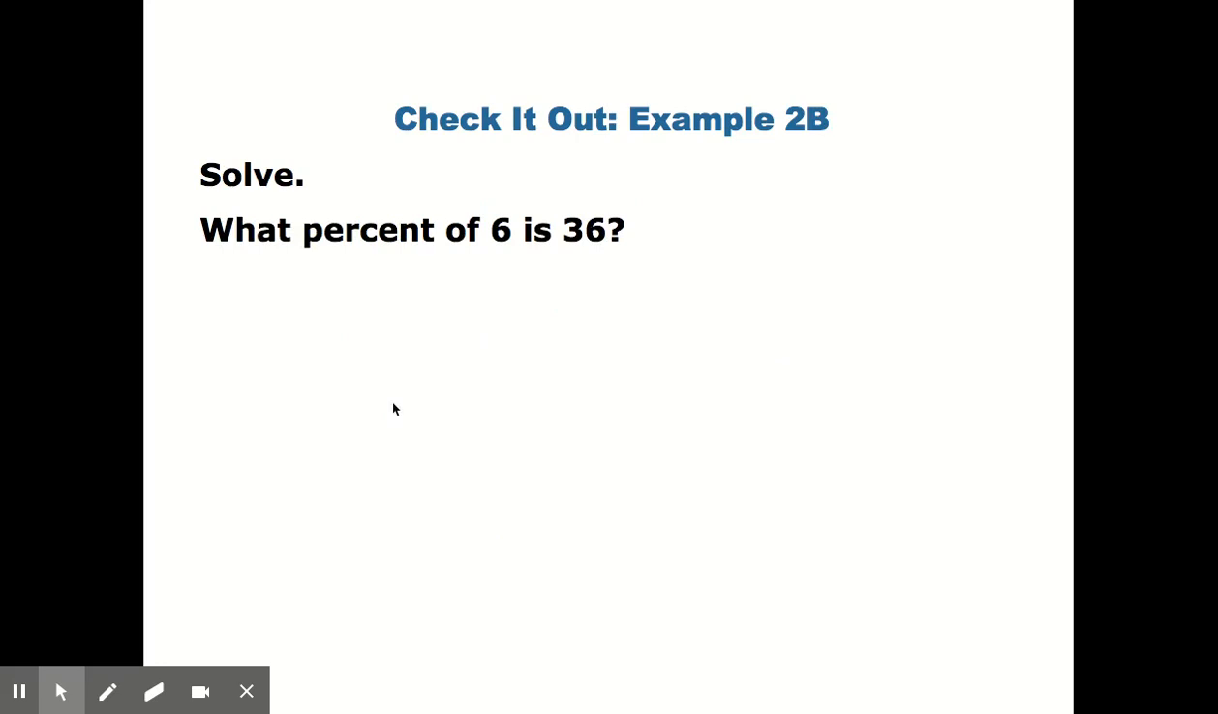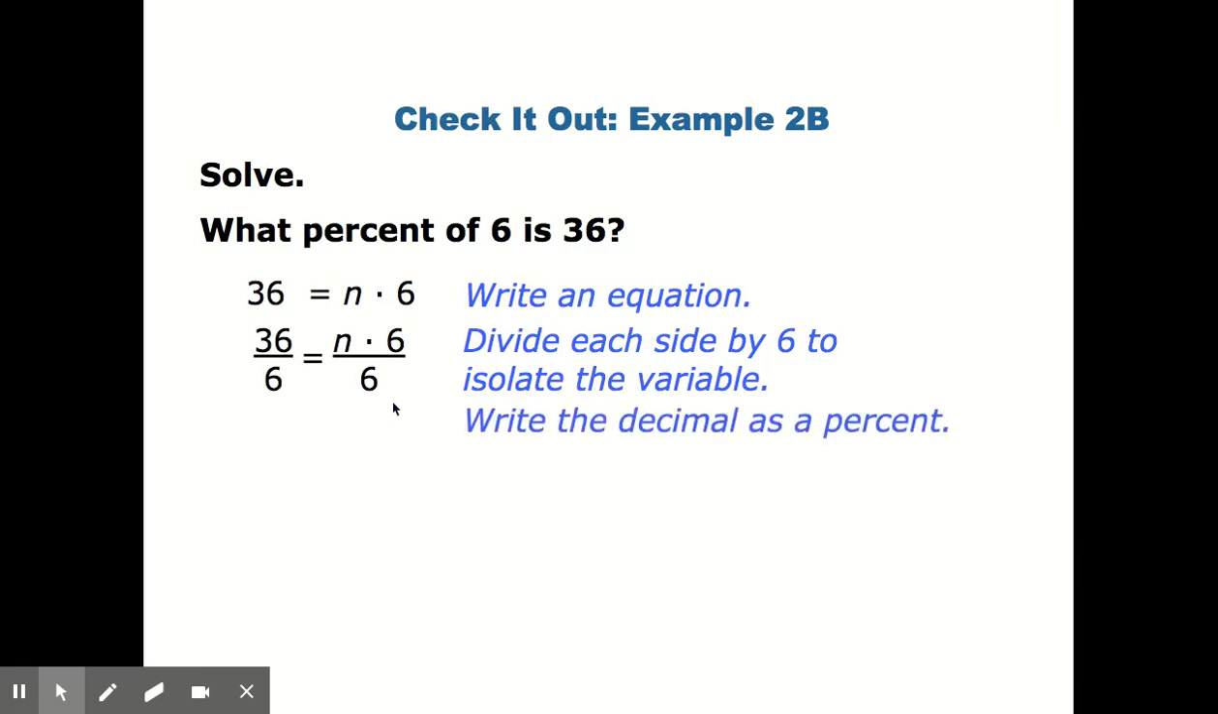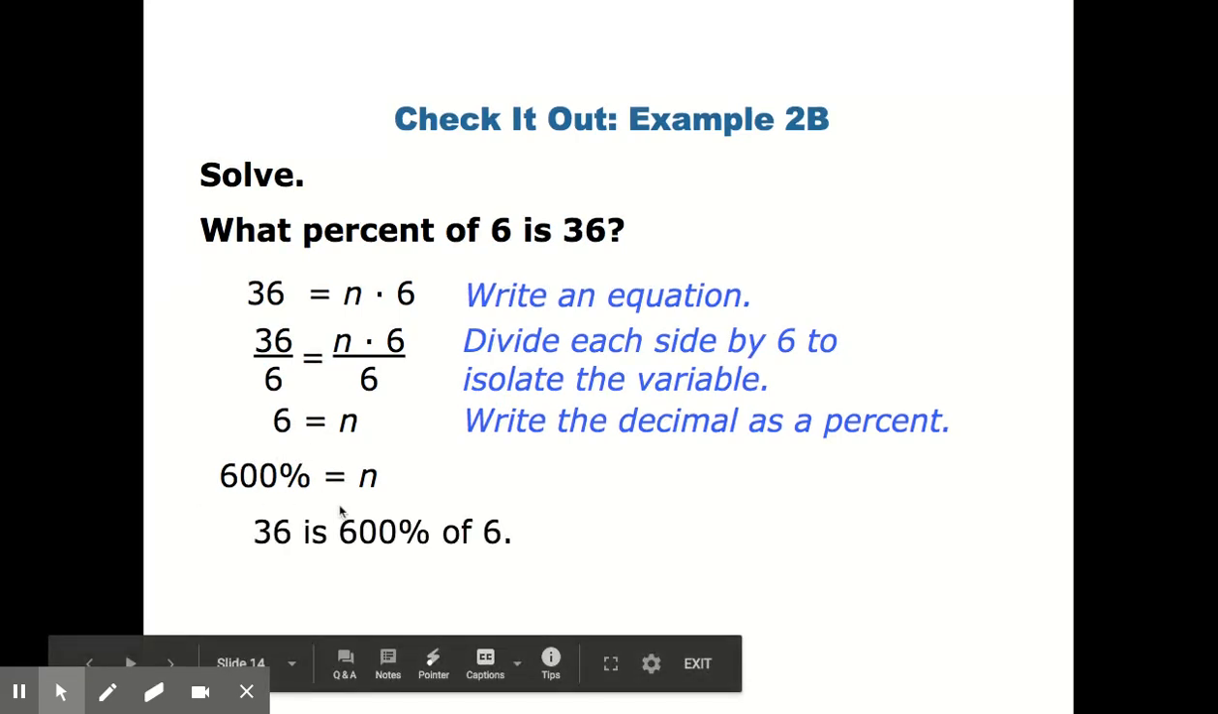What percent of 6 is 36? So we write our equation. 36 equals some percent times 6. Okay? We're going to divide both sides by 6 because we want to get n by itself. Write the decimal as a percent. So we get n equals 6. So 6 is a whole number, which means it's 600%. So 36 is 600% of 6.